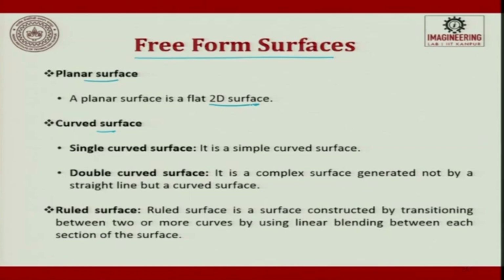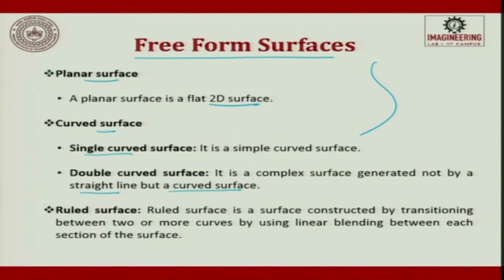In curved surfaces, you have two things. One is called a single curved surface, which is a simple curved surface, and you also have something called a double curved surface. A double curved surface is a complex surface generated not by a straight line, but by a curve. We will see the example later.